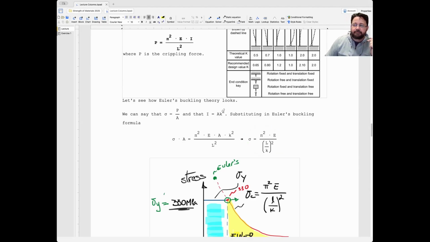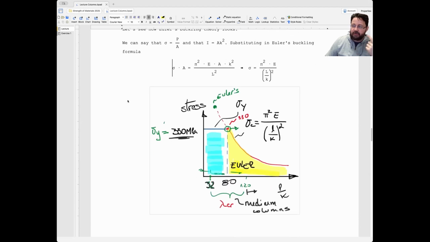A formula that says that the crippling stress depends on the square of the slenderness of the column. And if I plot that for any column, you're going to see that Euler's formula produces this curve here. That says that if you have a column with a very small slenderness, this is going to be asymptotically approaching the vertical axis. Asymptotically means that it's going to approach the vertical axis, but it's never going to touch it. So it's going to run to infinity, but never touch the vertical axis.